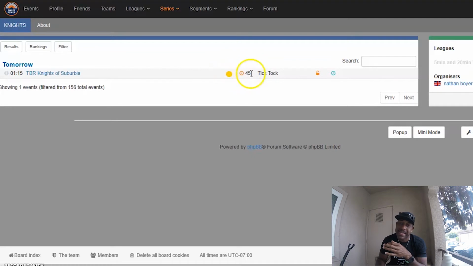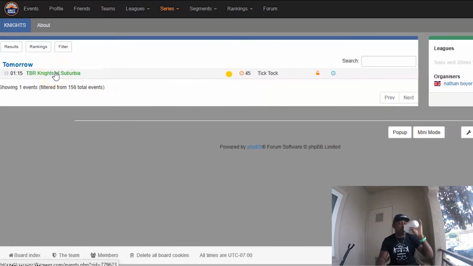It's on the course TikTok, which is a pretty good course. A lot of that is going to be flat. And then it shows you that it's unlocked. The jersey, you can unlock a jersey, and that it also allows people to join this ride late. So these are the different things, the information that Zwift Power also lets you know concerning this particular series. So let's go ahead and click TBR Knights of Suburbia.